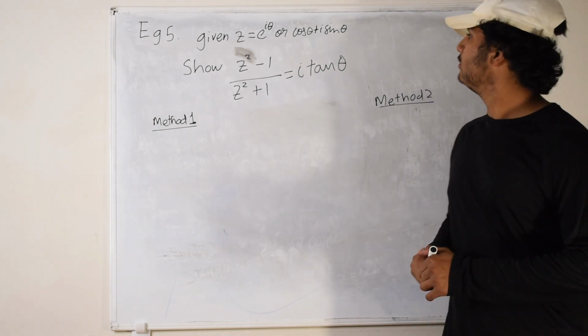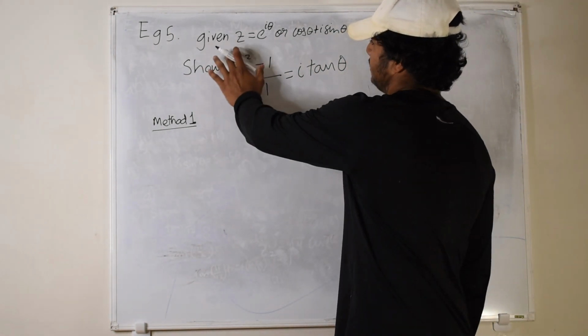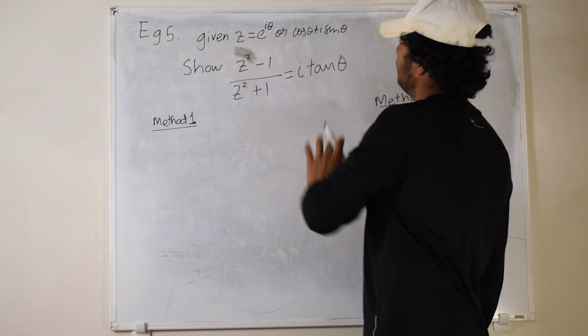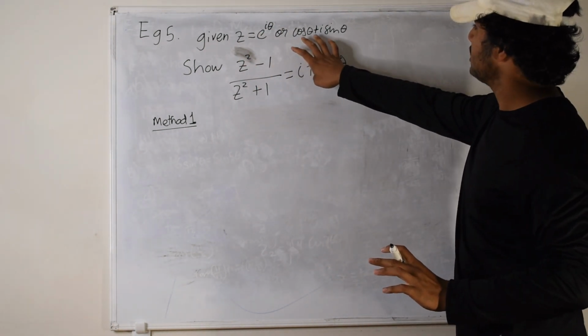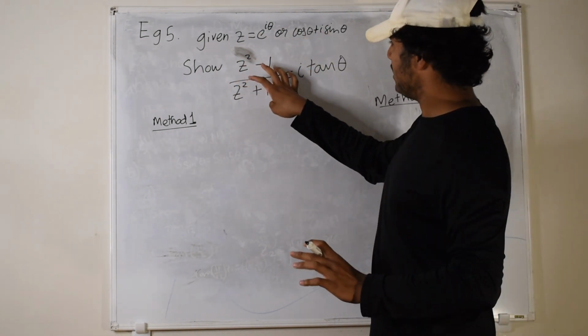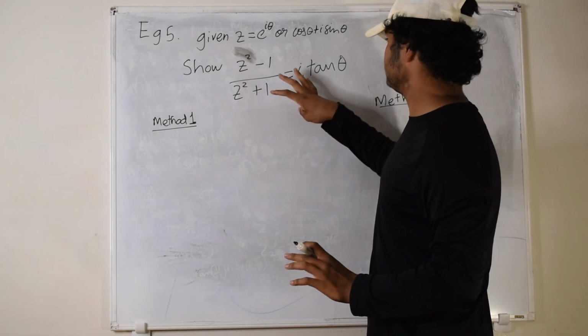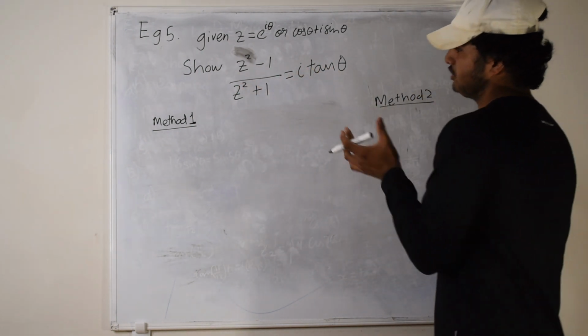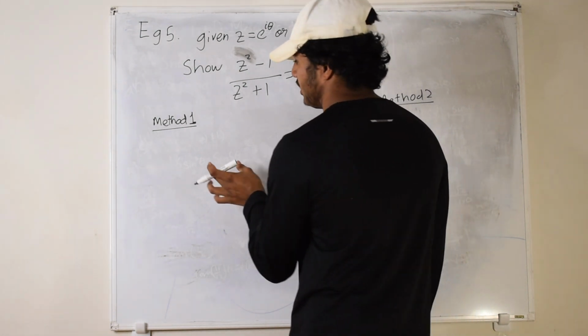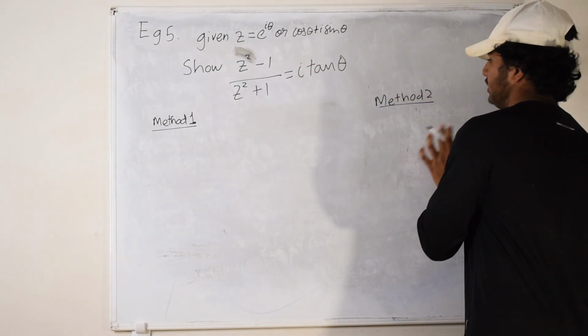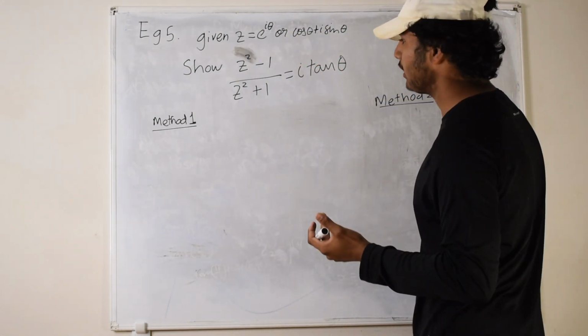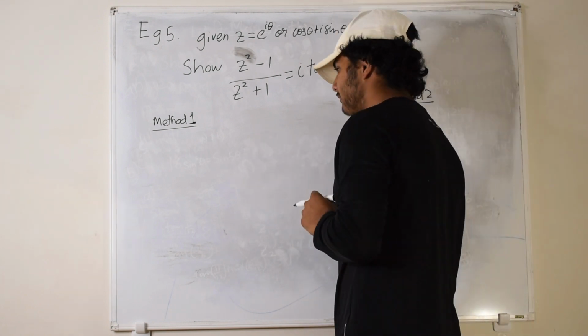For this next example, it's given that z equals e to the i theta, or cos theta plus i sin theta. Show that (z squared minus 1) upon (z squared plus 1) equals i tan theta. There are two methods to do this question. One is relatively straightforward, and the other involves a little bit of work. So we'll start with method 1.